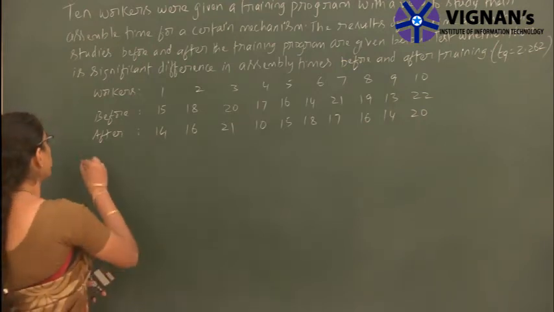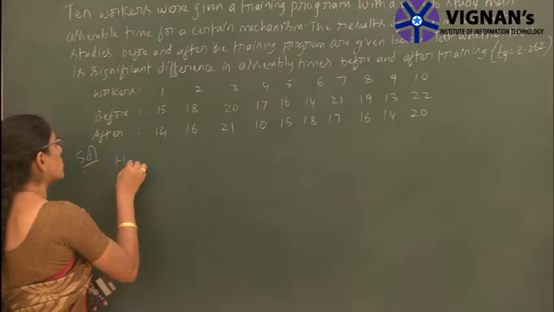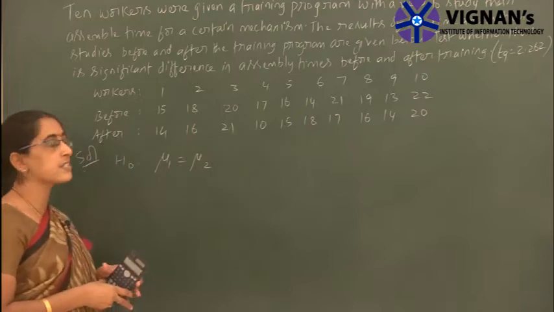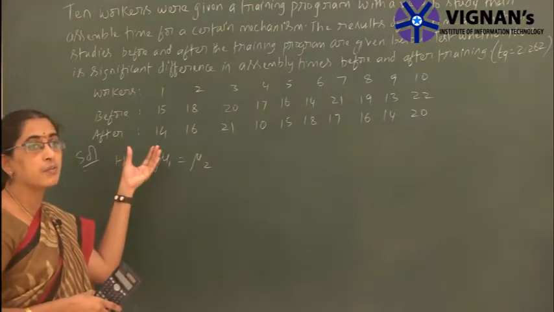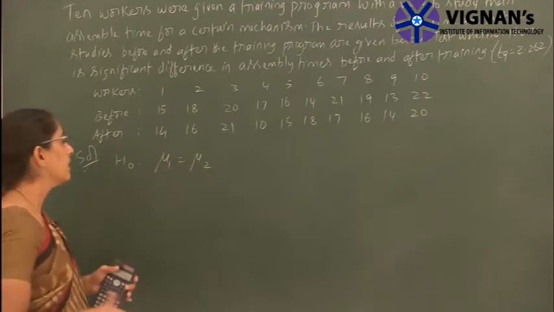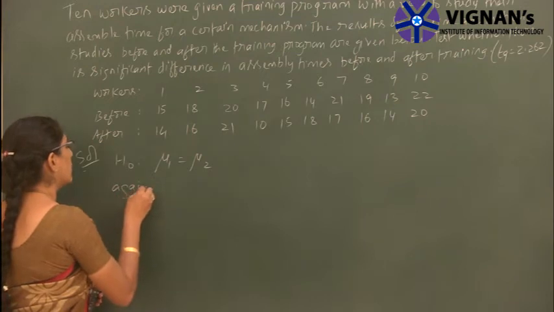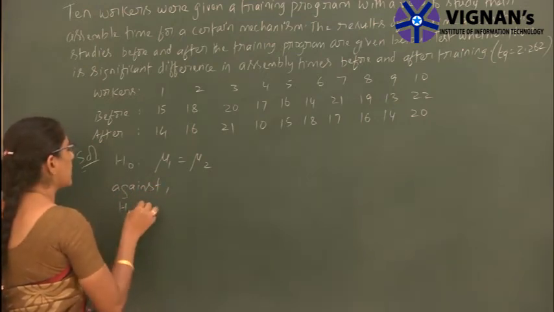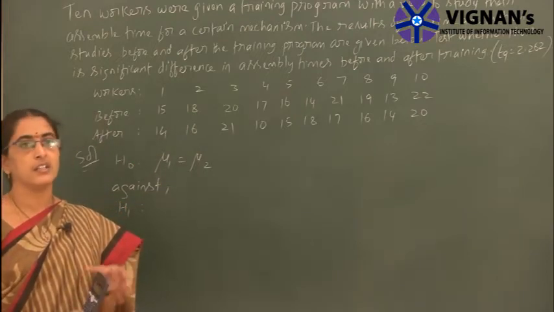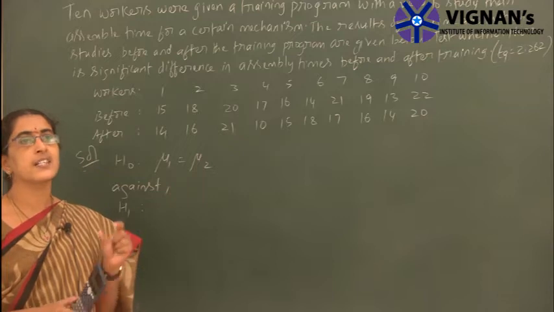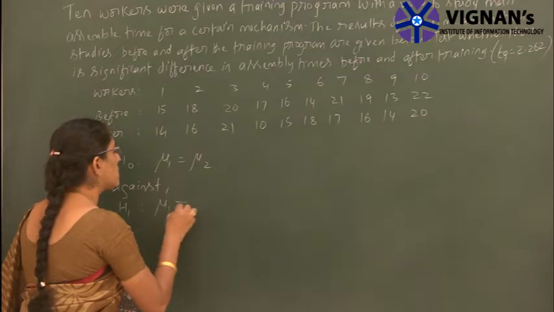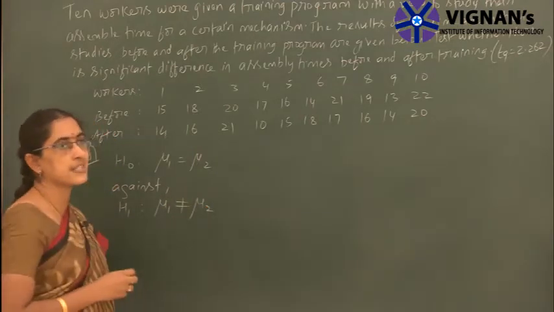So as we are well aware, H0 is always mu1 equal to mu2, where mu1 represents the time taken in the assembly before training and mu2 is the time taken after training. Then H1: the performance of the assembly times depends on the worker, whether they are trained or not, it depends on their capacity of doing work. So H1 is mu1 not equal to mu2, which means it is two-tailed.